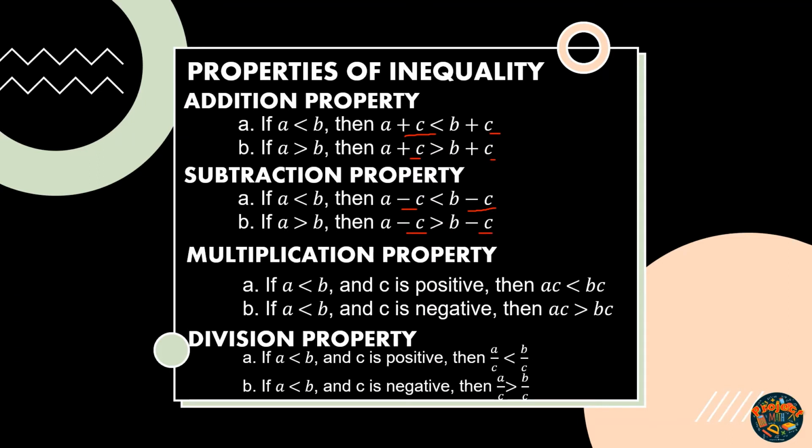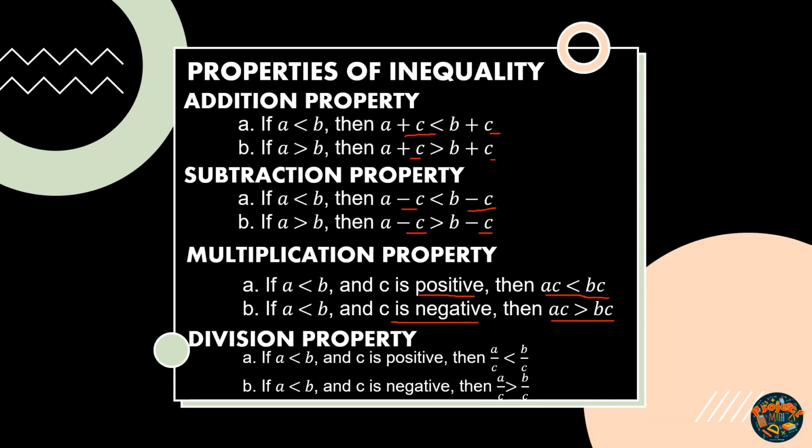For multiplication property, if A is less than B and C is positive, so we have AC is less than BC. And if A is less than B and C is negative, then the inequality symbol will be reversed. So, we have AC is greater than BC.